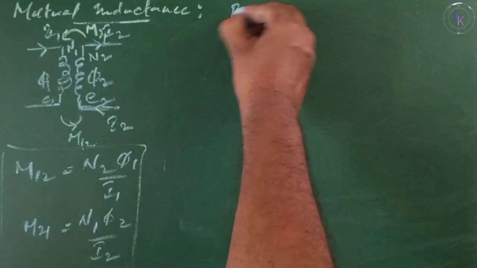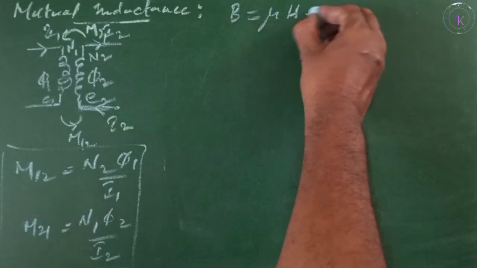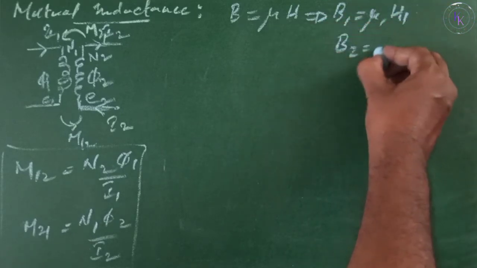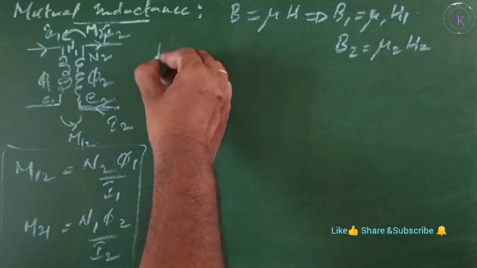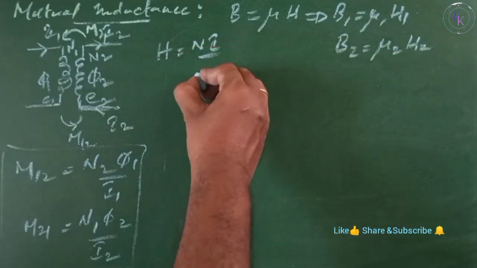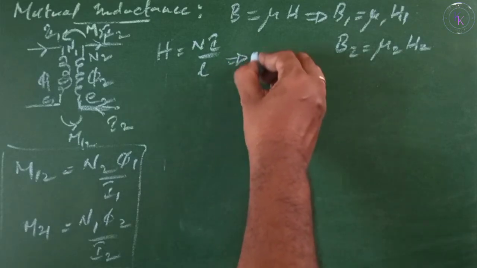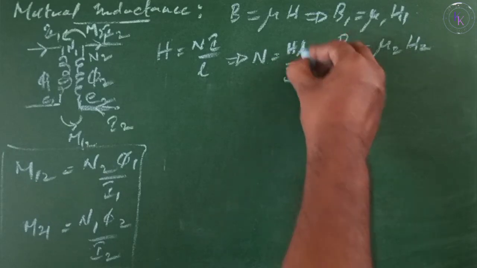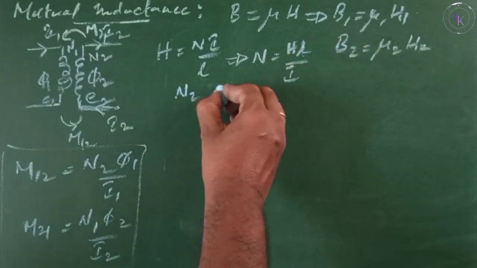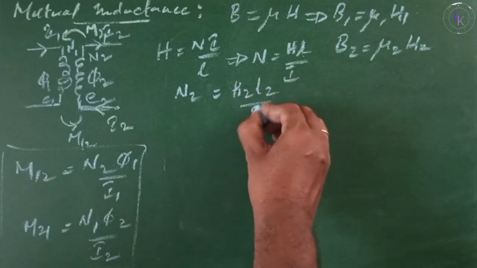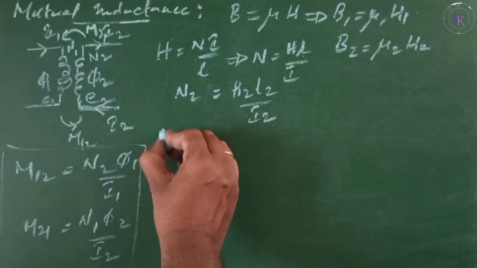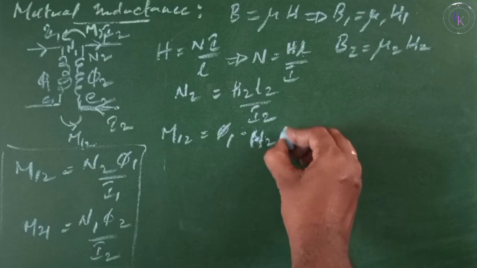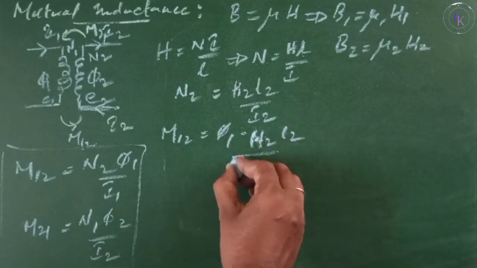Now we know that B equals mu H. So from this, B1 equals mu1 H1, B2 equals mu2 H2. We know that H is given by N i by L, where L is the length, from which N is given by H L divided by I. Now N2 is given by H2 L2 by I2. Now substitute that value in this, then you are going to get M12 equals flux phi1 multiplied by H2 L2 divided by I2 I1.